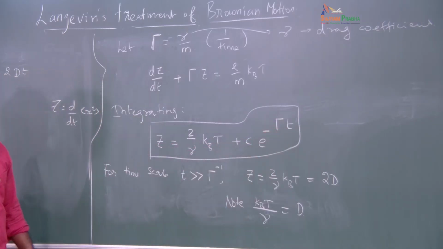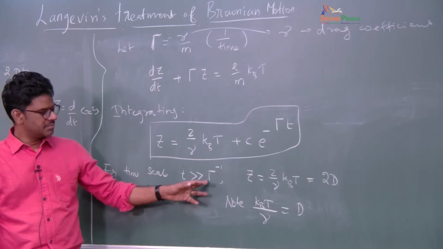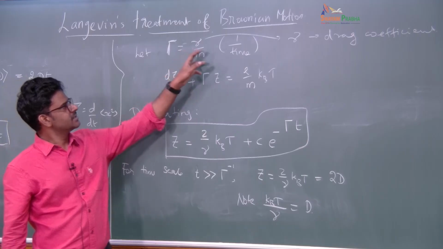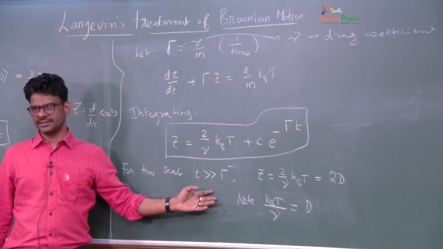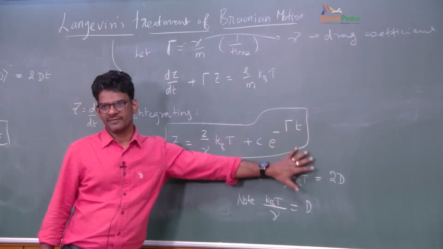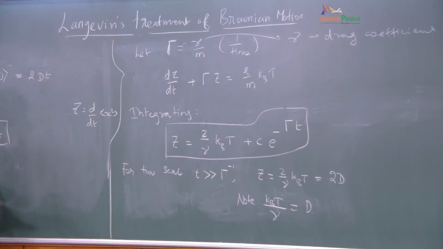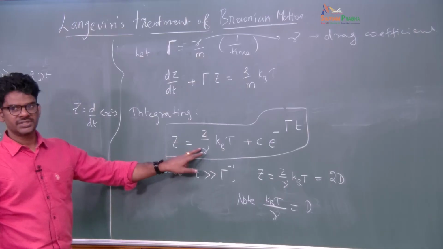Now if I look at a time scale t, I am looking at an observation at a time scale t much larger than gamma inverse. As I said, gamma is an inverse time scale, so gamma inverse will give you a time scale. For time larger than gamma inverse, this exponential term will vanish. What it means is the mean square displacement is evolving and reaching a plateau value. And that's what this equation basically means to you.